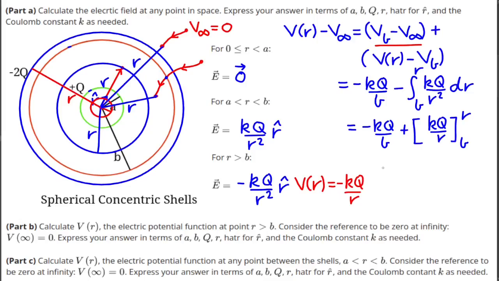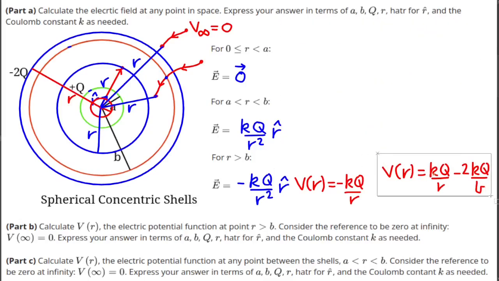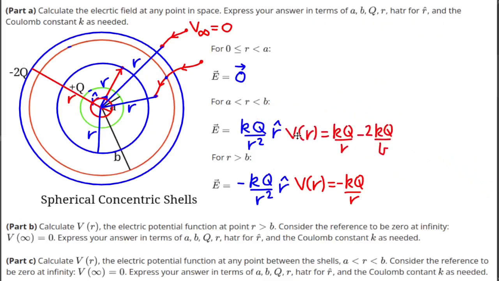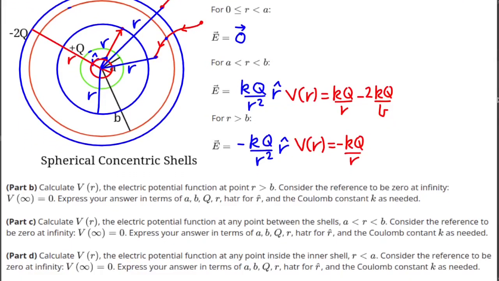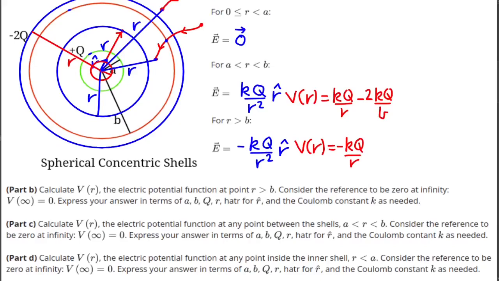So our electric potential function is kq on r minus 2 times kq on b. Now let's get rid of this and move our result to this case, where r is between a and b. And now we'll go to part D, where we'll calculate the electric potential function at any point inside the inner shell. So we get V at r is equal to the electric potential as we move from infinity to point b, and then from b to a.